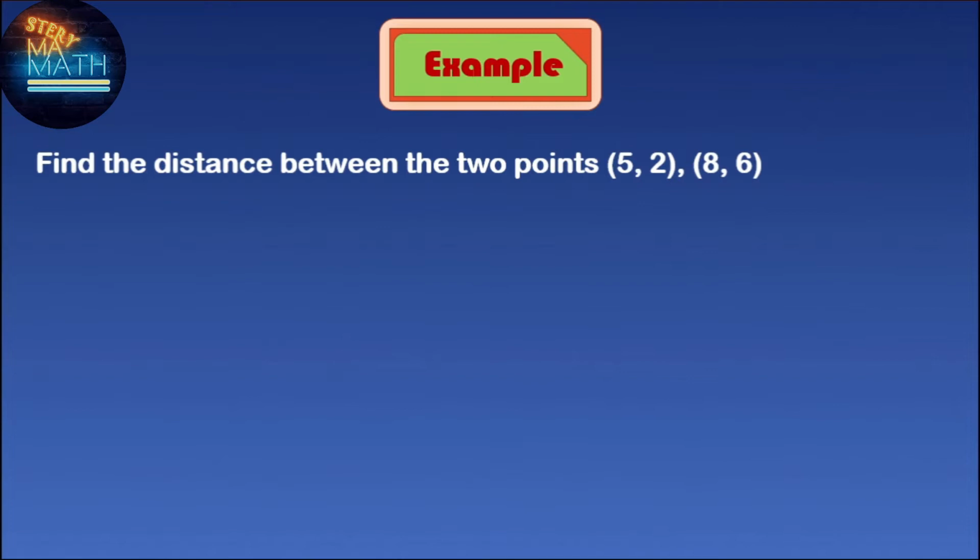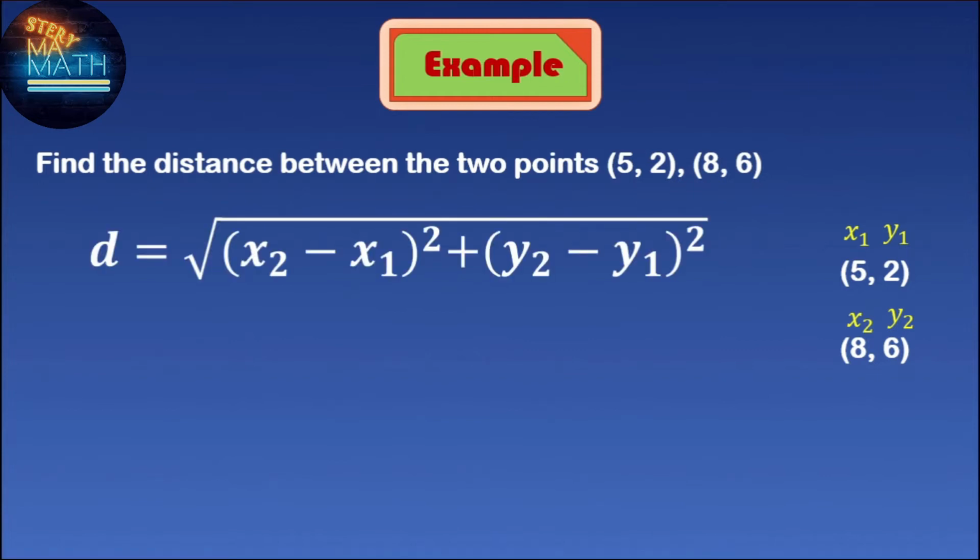Find the distance between the 2 points (5, 2) and (8, 6). We know that (5, 2) is the first point and (8, 6) is the second point. So x1 is 5 and x2 is 8, y1 is 2, y2 is 6, and we have the formula. So we will substitute x and y for their values.